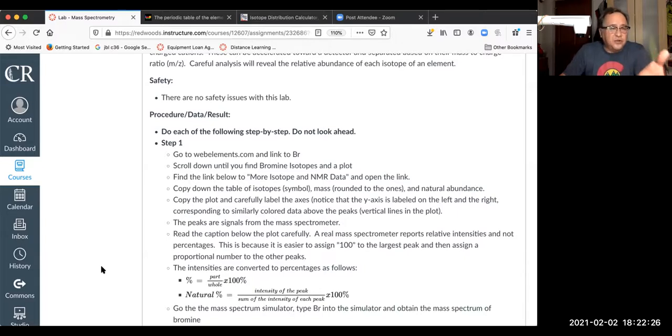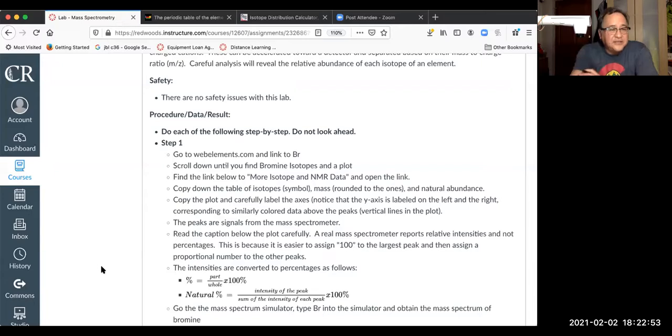Step 1, do each of the following step by step. Do not look ahead. So step 1 is go to webelements.com and link to bromine. I'm going to go through a few of the directions here. Link to bromine, find the bromine isotopes, link to more isotope and NMR data, copy down the table of isotopes, copy the plot, and carefully label the axes.